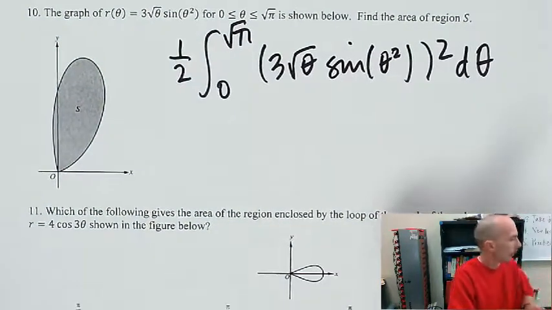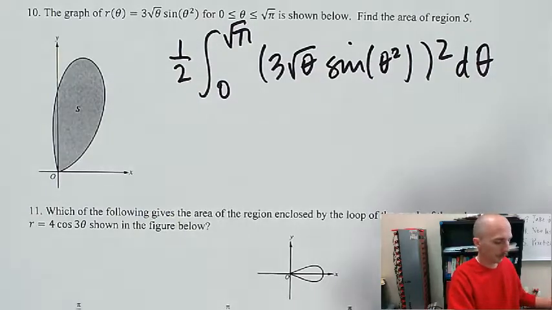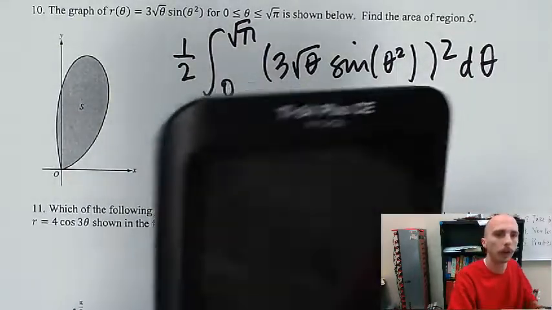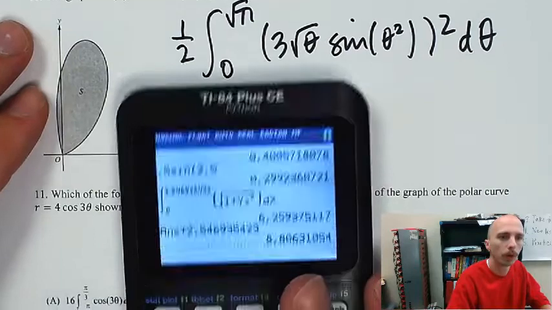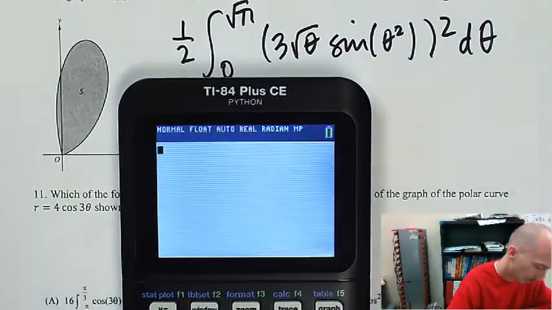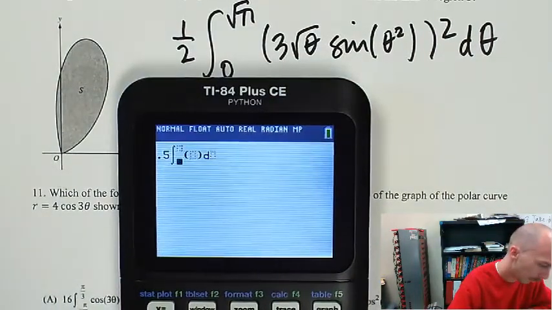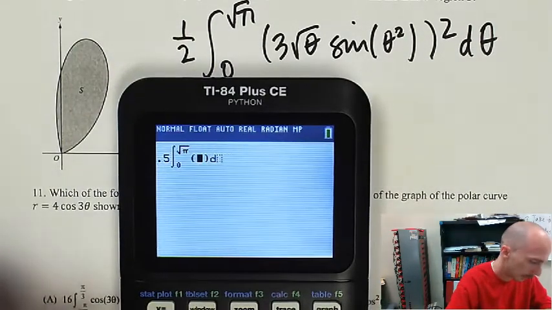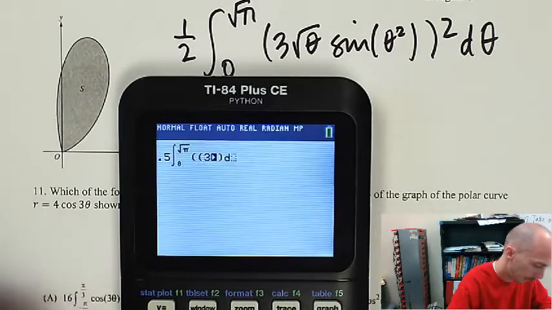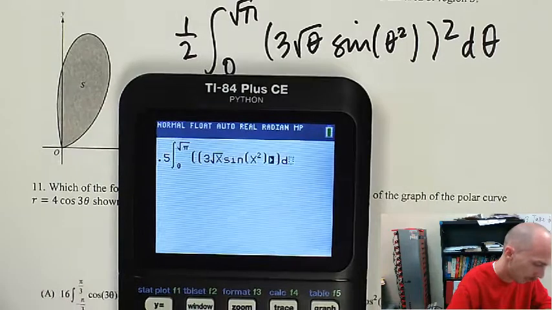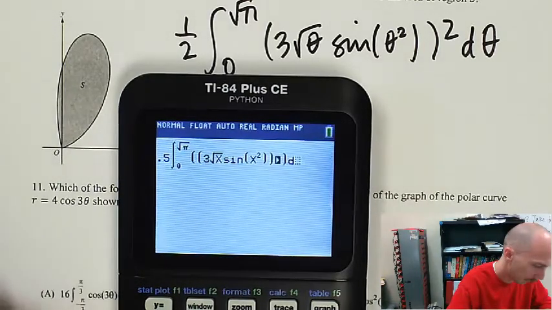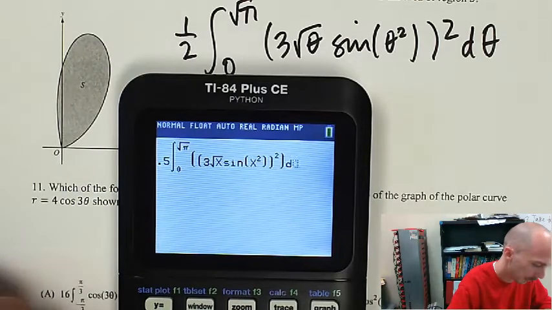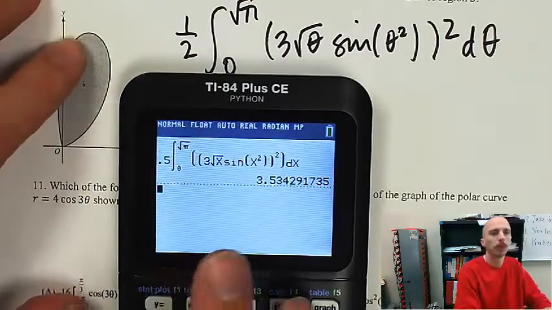d theta. But that's going to require a calculator for sure. Go over here. Half of the integral from 0 to the square root of pi of 3 square root theta sine of theta squared. Need one more parenthesis to close off the 3. Square that, 1/2 r squared d theta, and I think 3.534.